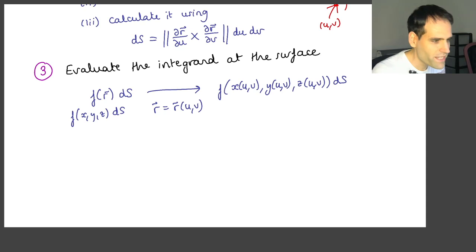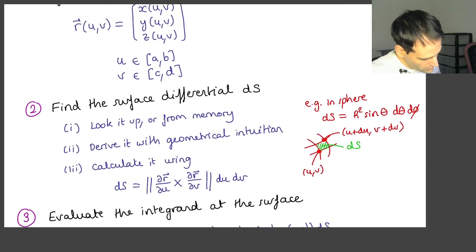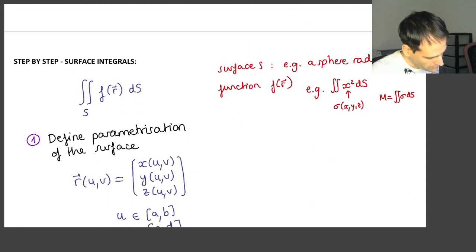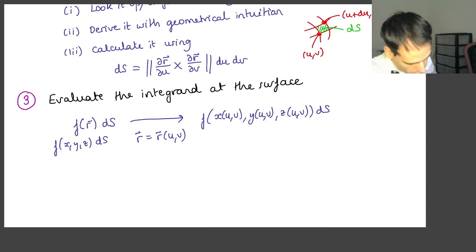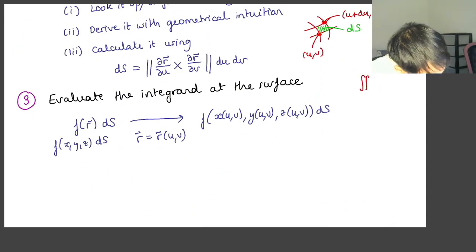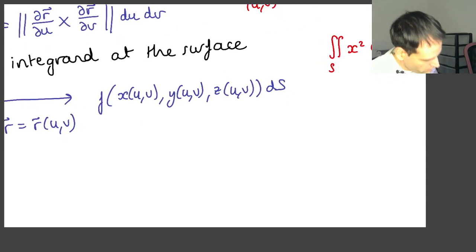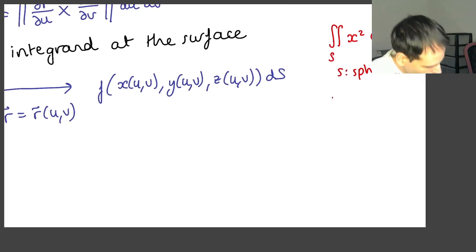Okay, so let me give you an example. In this example here, I said I want to integrate x squared dS on the sphere. So how can you do that? So if this is a sphere, x squared dS. So S is a sphere. So the equation for a sphere is the following.